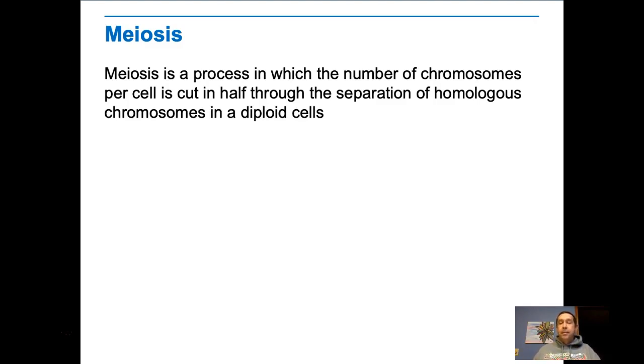If we didn't cut the number of chromosomes in half, every generation would have more chromosomes, and we know that having just an extra copy of one chromosome can cause things like Down syndrome. Having multiple copies of all the chromosomes is almost always lethal.